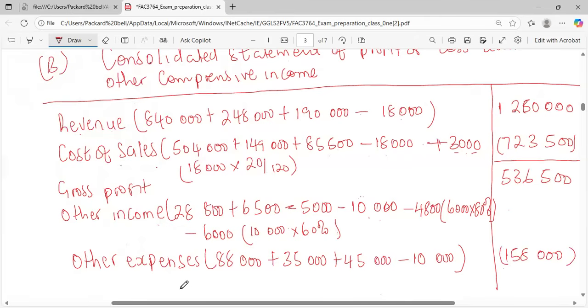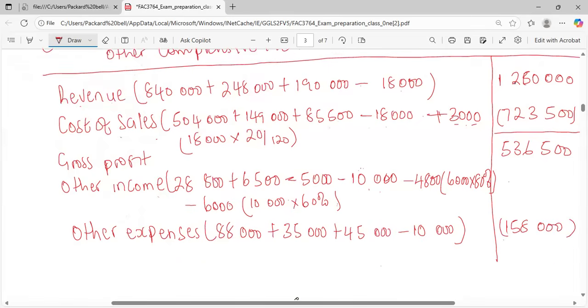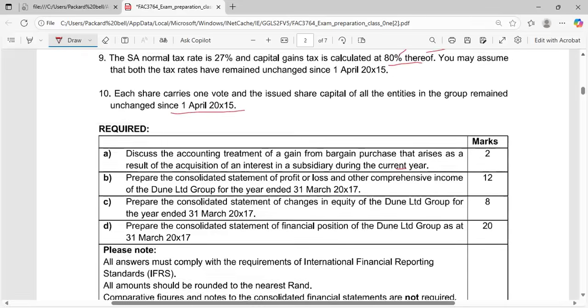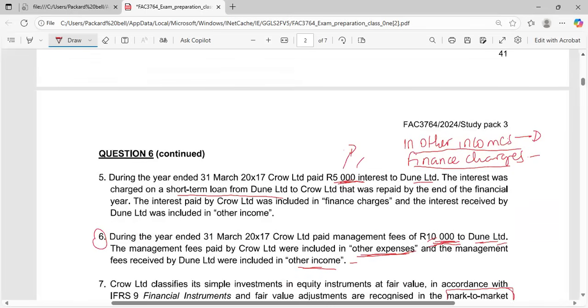And from other expenses, where do we go? We need finance charges. I just want to show you a quick tip so that when you are in the exam, you can do this comprehensive income before you do other calculations, so that you also save time. So you need your finance charges. Your finance charges will go first to the trial balance itself. So let's go to the trial balance and see what is there under finance charges.